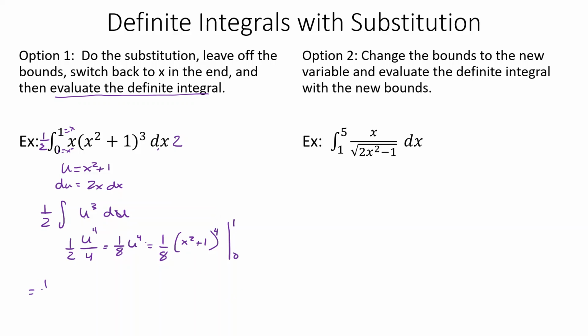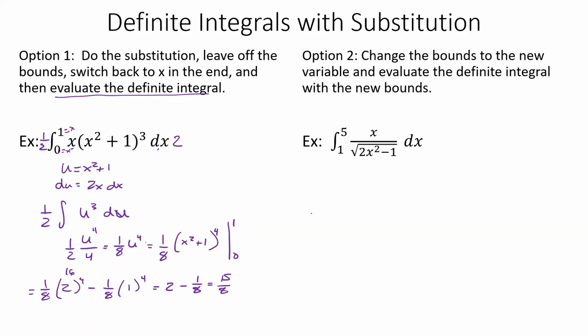So this is going to be 1/8, plug in 1, so we get 1 plus 1 is 2 to the fourth, minus 1/8, plug in 0, we're getting 1 to the fourth. 2 to the fourth is 16, 1/8 of 16 is 2, minus 1/8. There we go, done. Or we can say that that is 15/8, since 16/8 minus 1/8 is 15/8. Either one's fine.